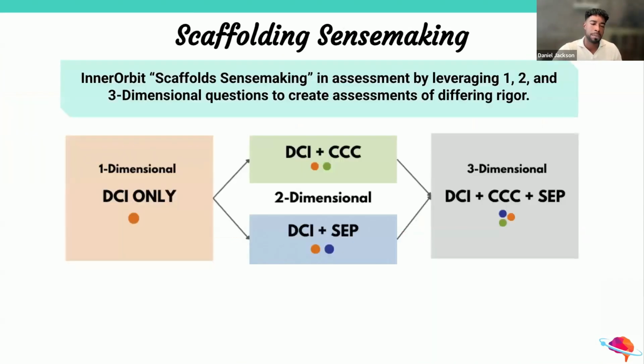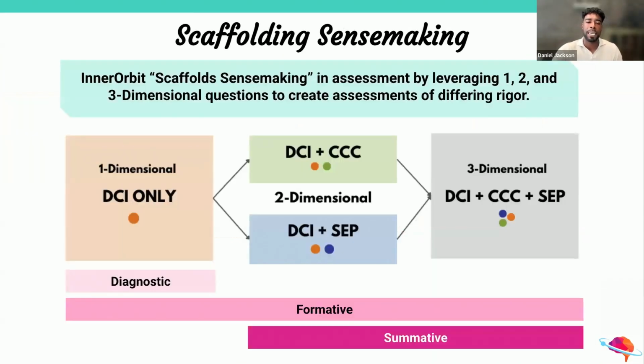And this is where InterOrbit comes in. We scaffold sensemaking by building questions at one, two, and three dimensions. So you can dial the rigor up or down. You might start lighter for a diagnostic and build all the way up to a full 3D for a summative.